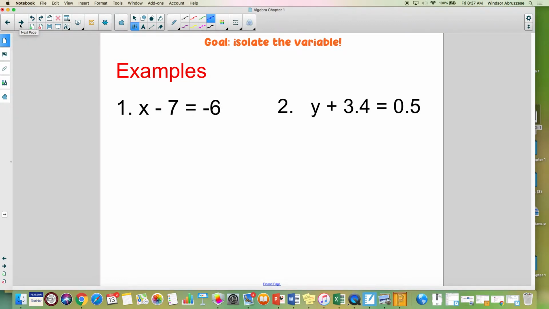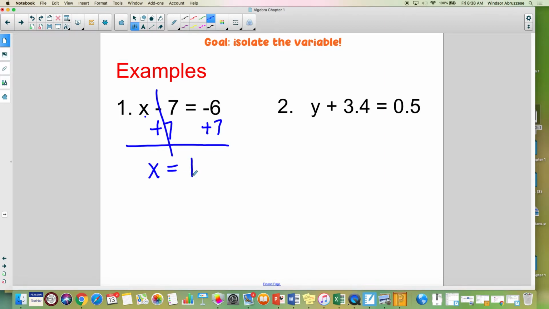So here are our first two examples. Remember, the goal is to isolate the variable. You are solving for what x equals, or in number 2, what y equals. So here's our variable. I have x minus 7 equals negative 6. Remember, you can do whatever you want to an equation as long as you do it to both sides of the equal sign. In order to eliminate the minus 7, I'm going to add 7, because negative 7 plus 7 is 0. Cancels it out. But if I add 7 on the left, I have to add 7 on the right. So I'm left with x equals negative 6 plus 7 is 1.